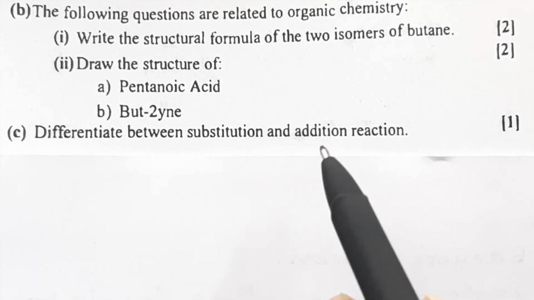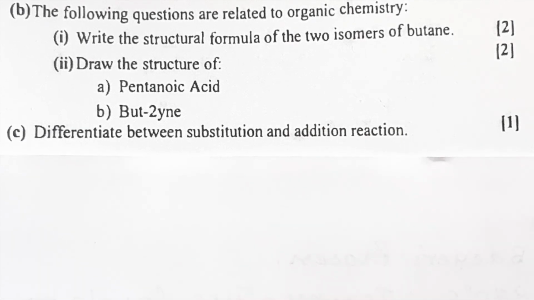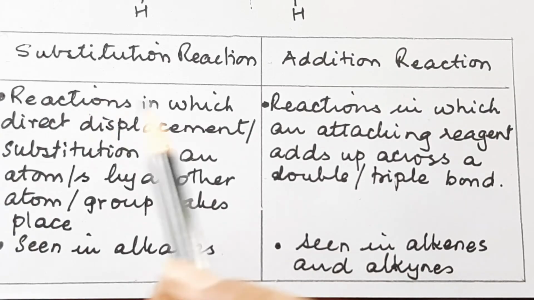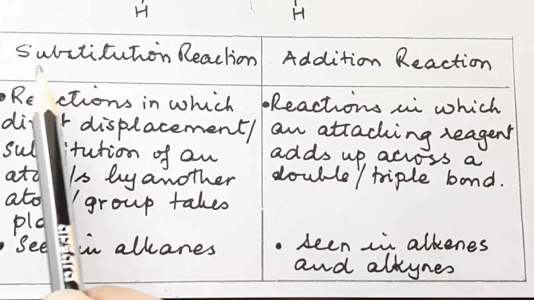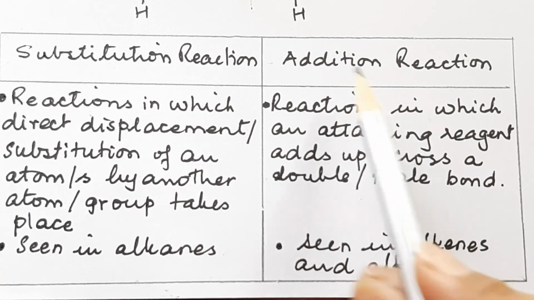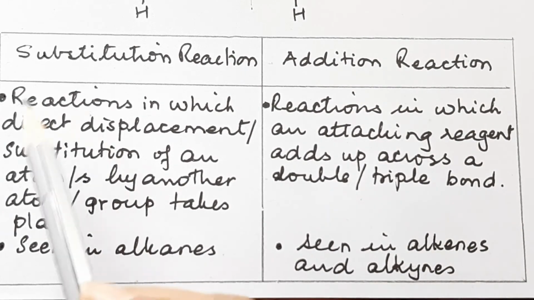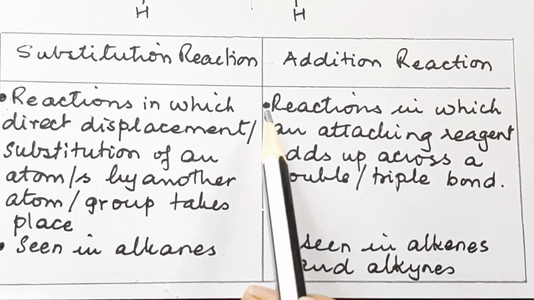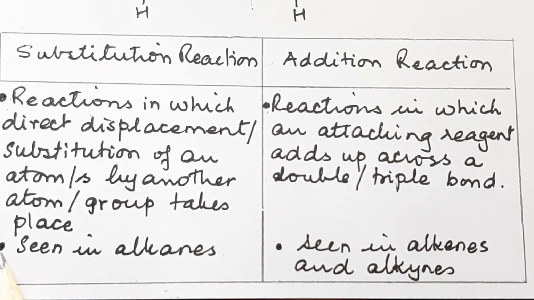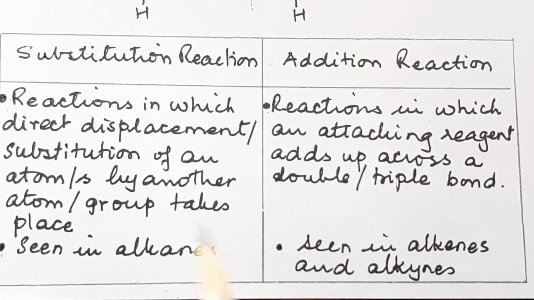The last question says differentiate between substitution and addition reaction. So this type of question we have to draw 2 columns. It is for 1 mark, so probably 1 difference is more than enough, but let's see how we write it down. I have made the columns like this by writing substitution reaction and addition reaction. So first point I have represented as the first bullet and the second one with the second bullet here.